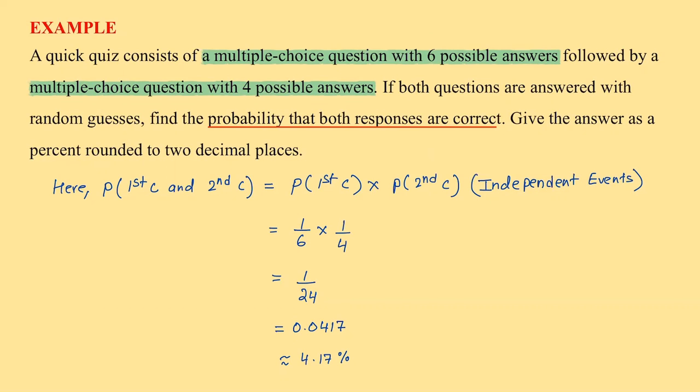So here we use the multiplication rule and we use independent events, because the second event is not affected by the first event. So this is how we will be using the multiplication rule for probability to solve a problem like this one.